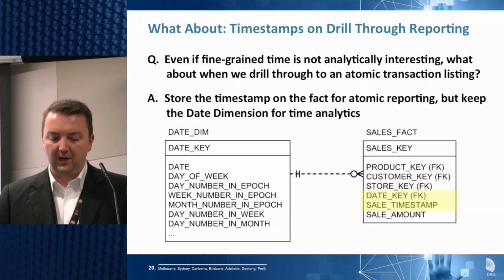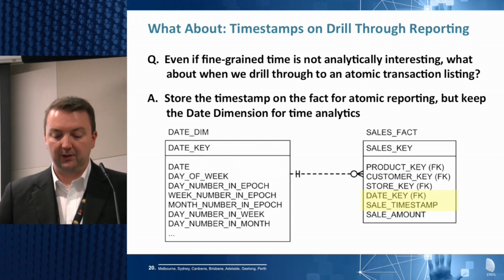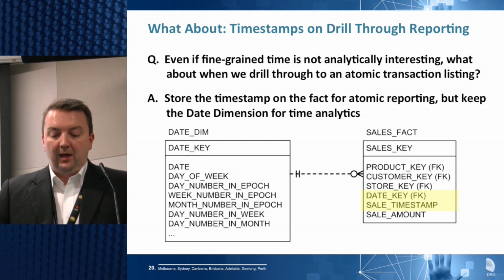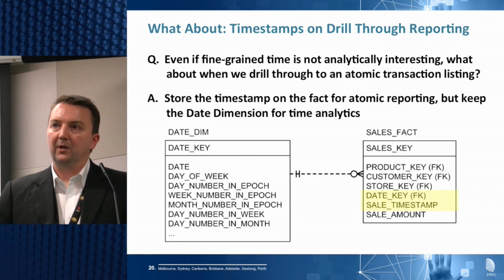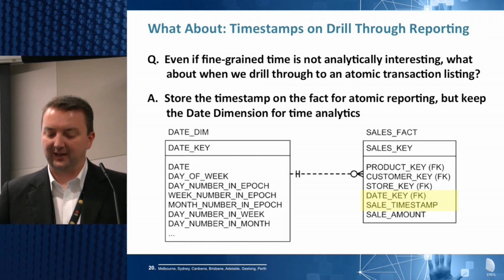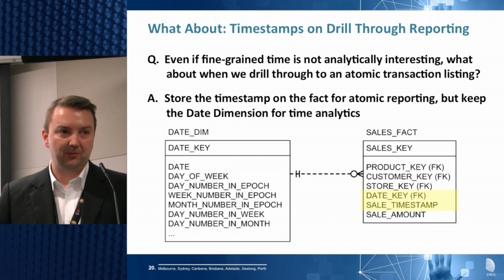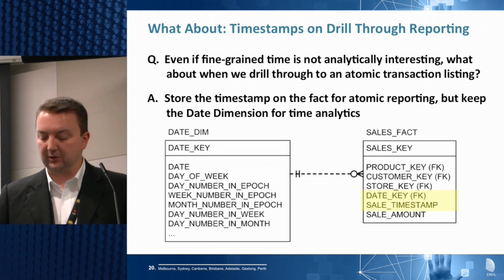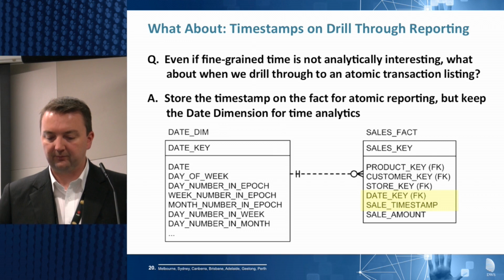So that's one possibility, and we'll talk in a later slide about the consequences of allowing this to go overboard and fattening out our fact table with all of these other possible attributes that we might only use for drill-through reporting.